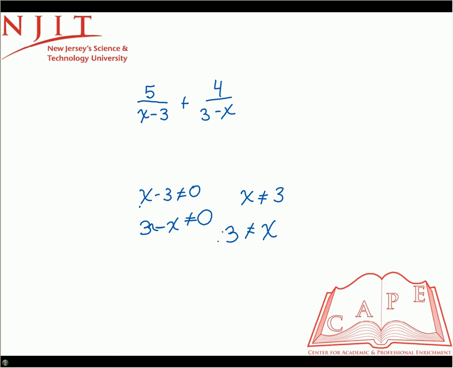So if we write that in interval notation, what does that give us? That gives us negative infinity to 3, union 3 to infinity. And that's all that is. So don't be afraid if the terms are separate or together under one fraction. If you do them separately, it should be much easier.